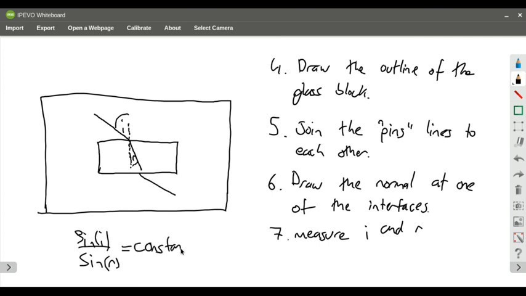You have to repeat for a number of different angles. Okay, so you repeat the experiment again and again, measure I, measure OR, and then you'll find out that sine I divided by sine OR is a constant, okay?